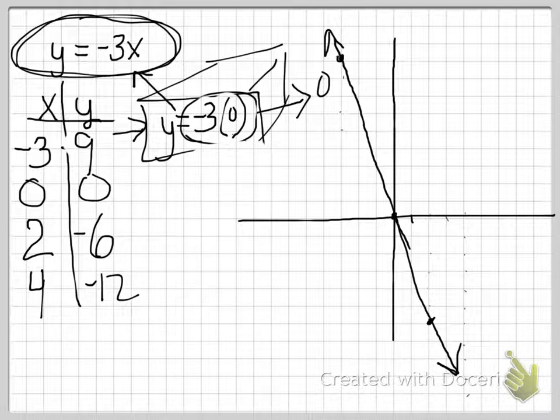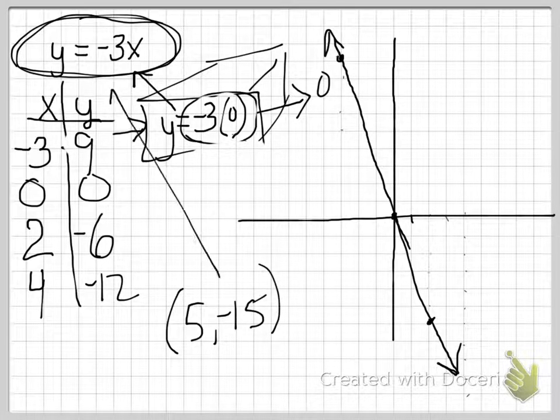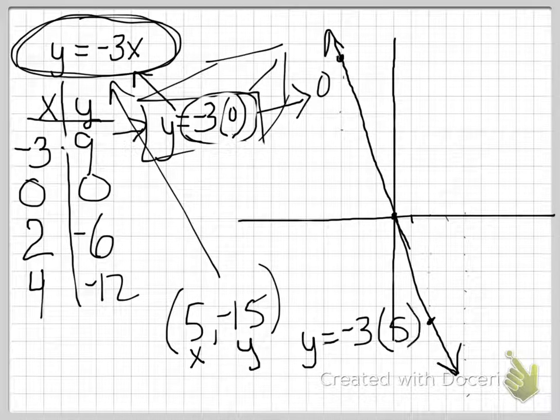The other thing that they ask you is, they'll ask you like, could this be a solution? They'll say, could 5, negative 15 be a solution to this equation? Well, you test it out. You say, okay, that means that the 5 is an x and the negative 15 is a y. So you look at the equation. If I put a 5 in, would it make negative 15? Yes, it would. So yes, this is a solution. What does one look like that's not a solution?